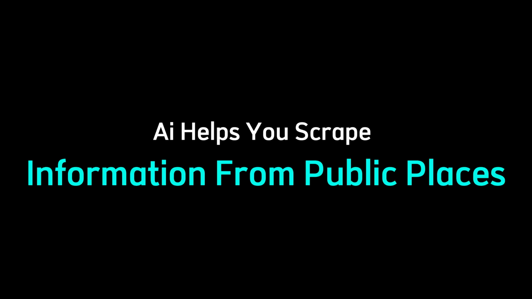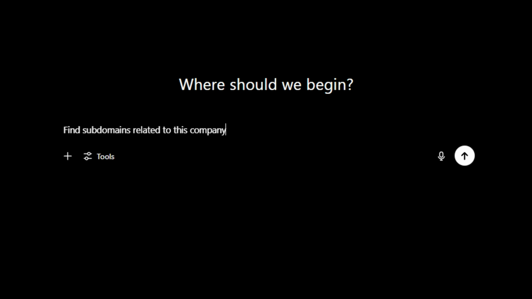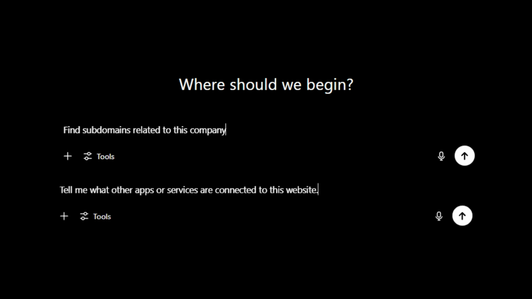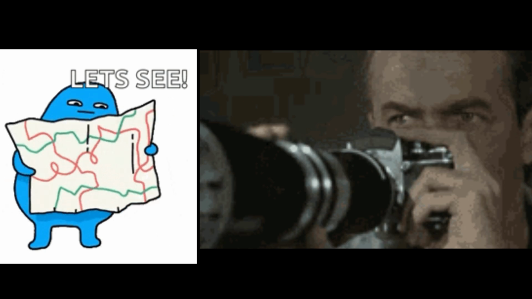AI helps you scrape information from public places like LinkedIn, GitHub, company websites. You can ask AI questions like, find subdomains related to this company, and tell me what other apps or services are connected to this website. That means AI helps you discover forgotten subdomains. It also shows you external services the target uses. You're not just gathering data, you're turning data into a map.